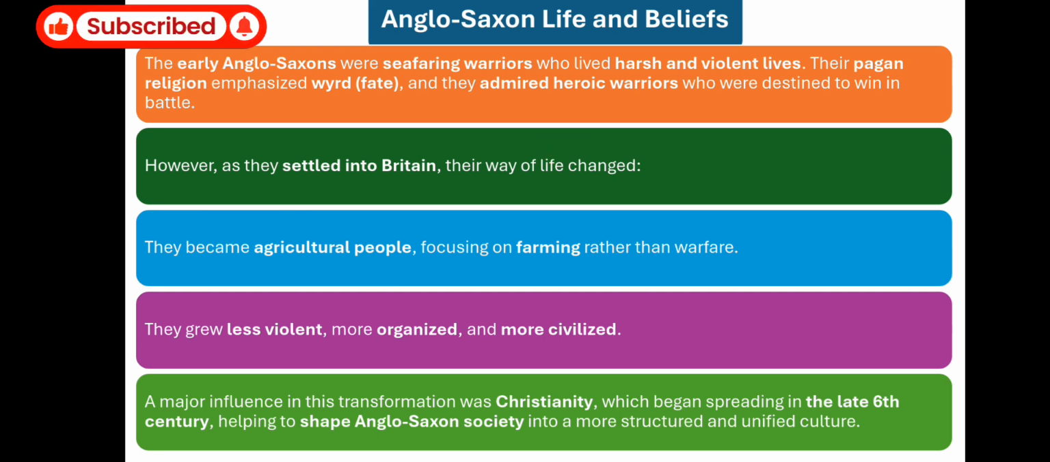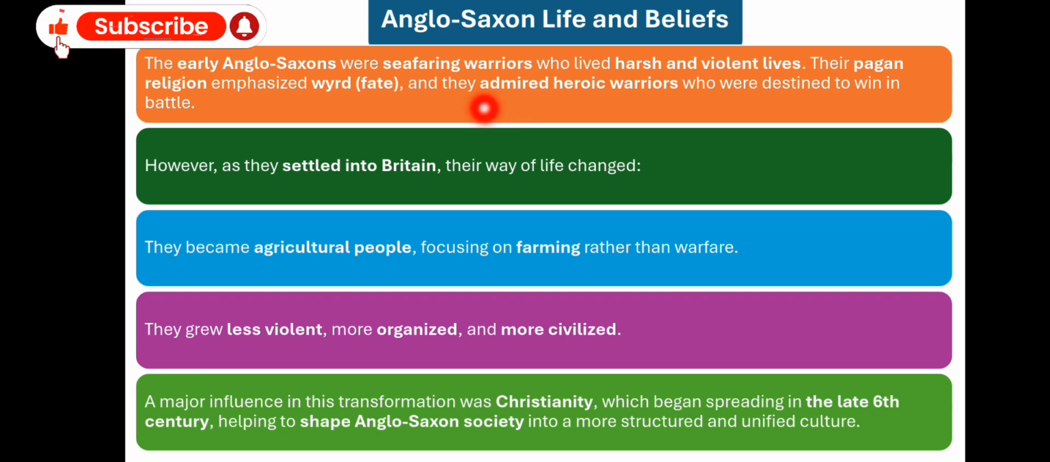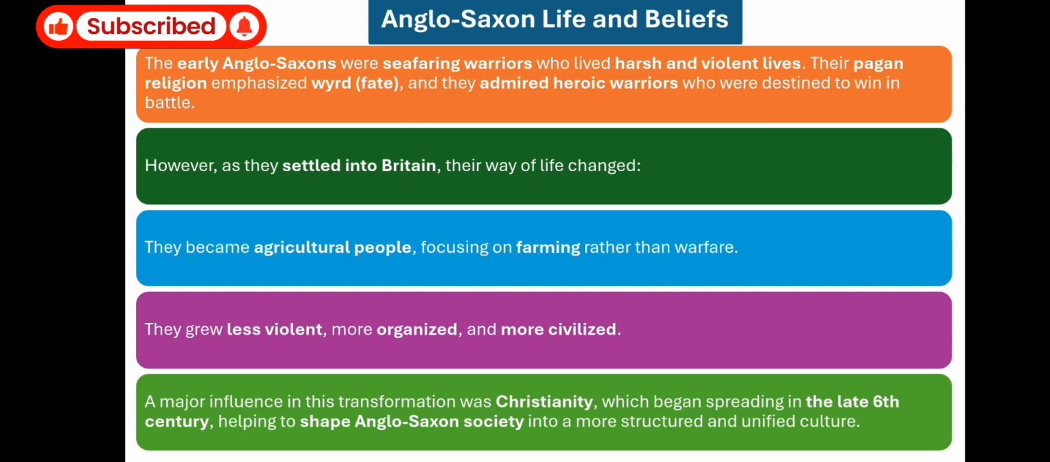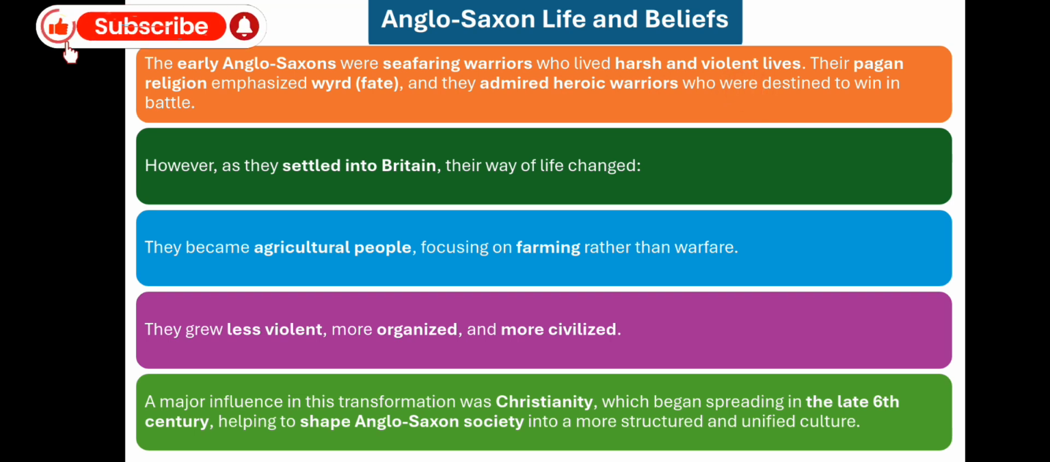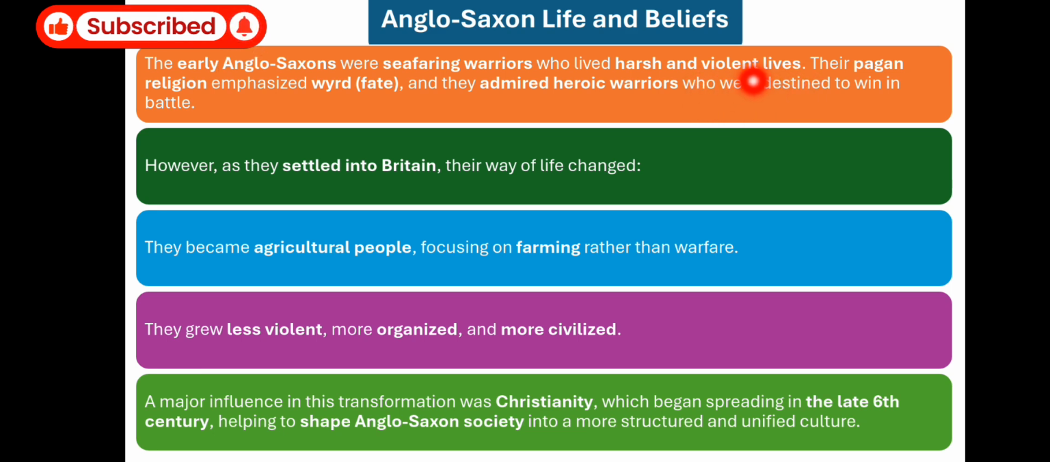Now we will discuss the Anglo-Saxon life and beliefs. The early Anglo-Saxons were seafaring warriors. They would travel by sea in their boats and invade. They were seafarer warriors. So this was the early tradition and life of the Anglo-Saxons, who lived harsh and violent lives. Their life was not easy. It was harsh and violent.